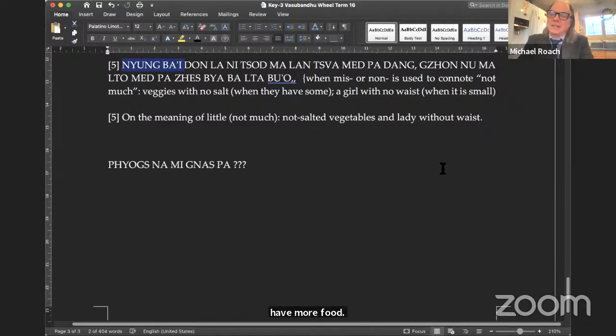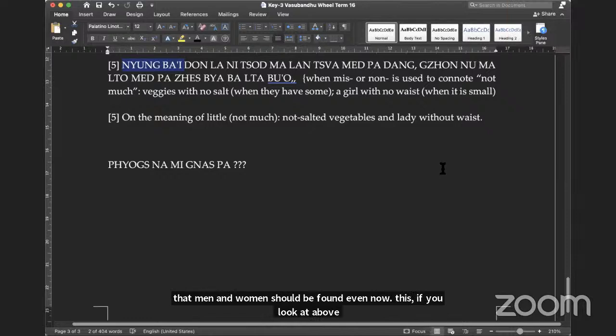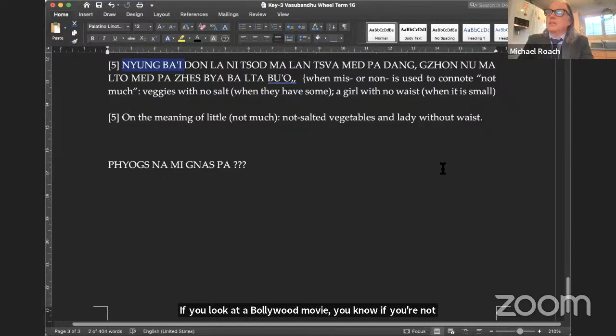Even nowadays, if you look at a Bollywood movie, to be fat means you're not going to starve to death. So that was considered beautiful because in a country without enough food, that's considered beautiful. Okay, so he says here she doesn't have any hips at all. Of course she has hips, but they're not like a truck.